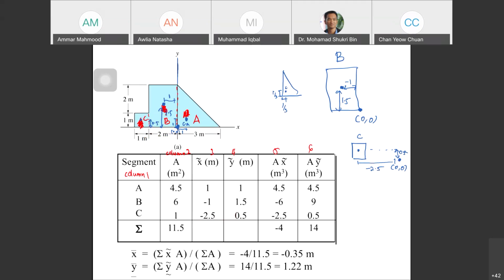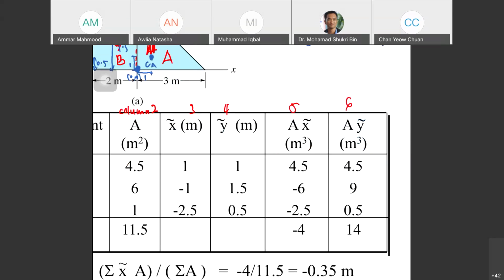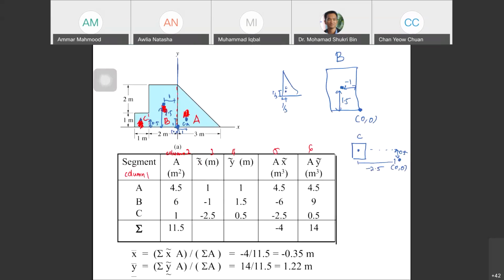All right. And then simply multiply for the AX and AY. So 2.5 times 1, you got minus 2.5. 0.5 times 1, you got 0.5. All right.